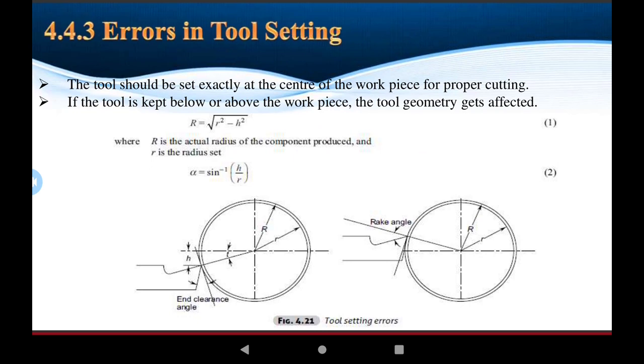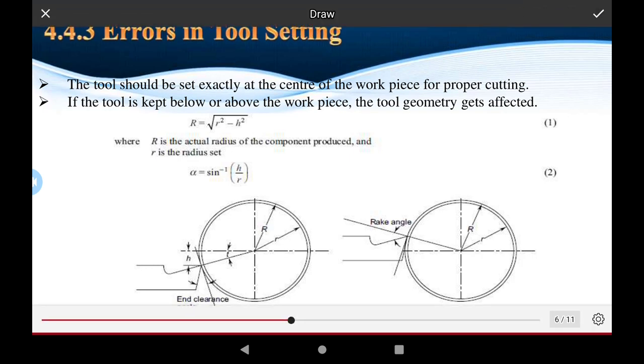Second point is if the tool is below or above the workpiece, the tool geometry gets affected. Okay, this is the workpiece, and the tool is set at the center of the job, which is very critical, and the tool ratio of the job is this point, the r value. Okay, small r, and r is the radius of the tools, and the rake angle of the tools is set very clearly.